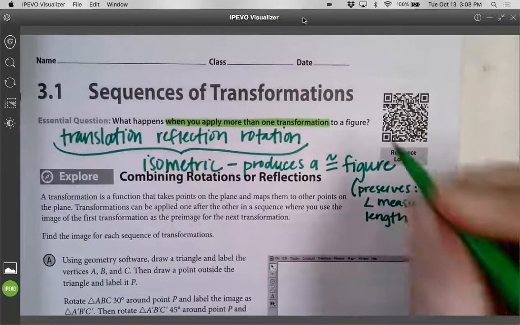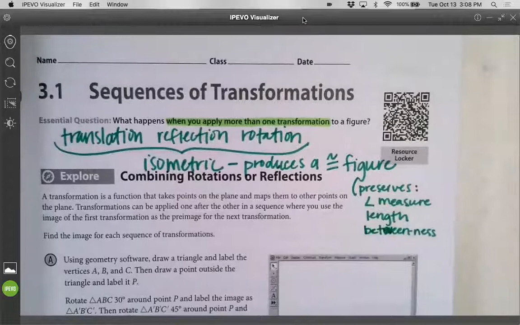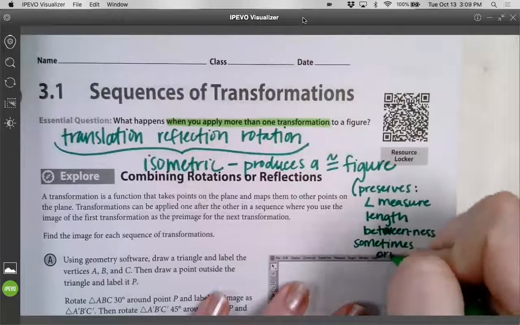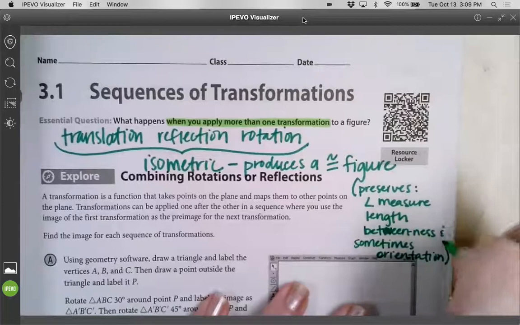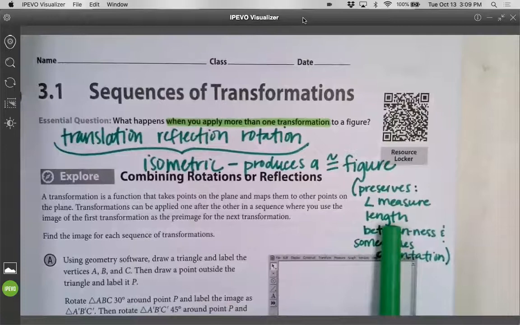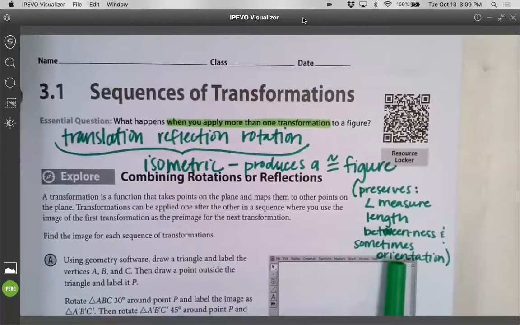But isometric definitely preserves line length. It preserves angle measure. It also preserves what's called betweenness, B-E-T-W-E-E-N-N-E-S-S. That just means if you have a line and you have points A and B and C in that order, it's not going to rearrange them and suddenly make it A, C, B. It's going to be in the same order that it started. And then we're going to put sometimes orientation. So isometric figures always preserve angle measure. Isometric figures always preserve length of lines. Isometric figures always preserve betweenness, and isometric transformations sometimes preserve orientation, but sometimes they don't. For example, a translation would keep the figure facing the same way up, but a rotation would not. So sometimes it does and sometimes it doesn't preserve orientation.